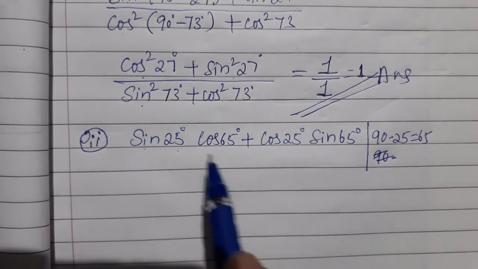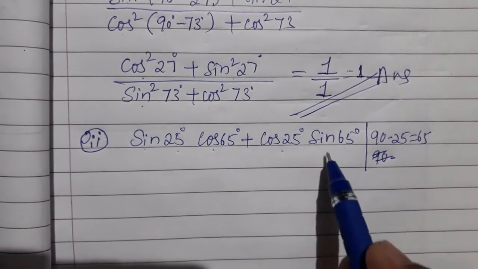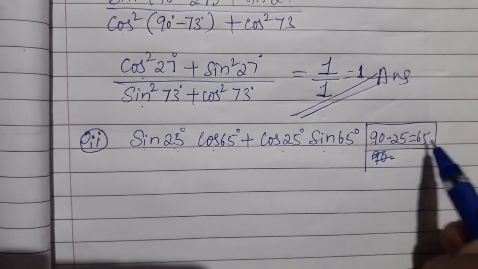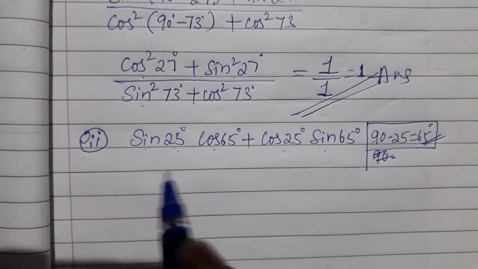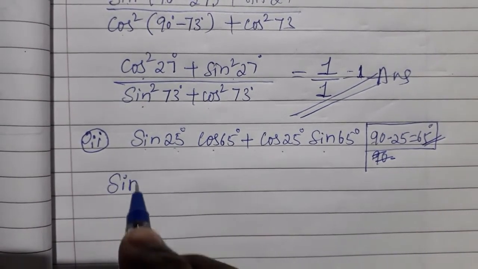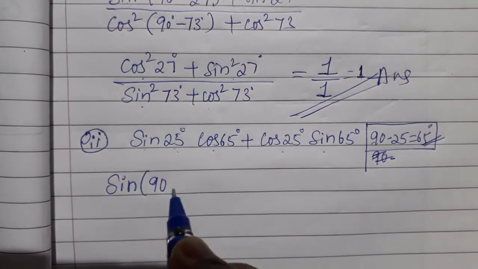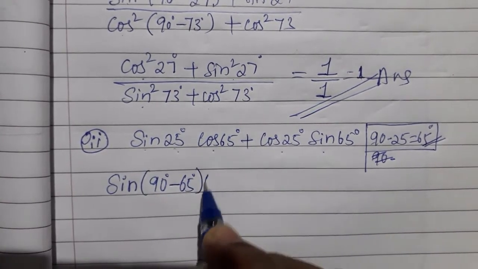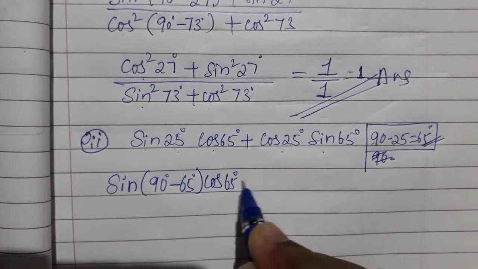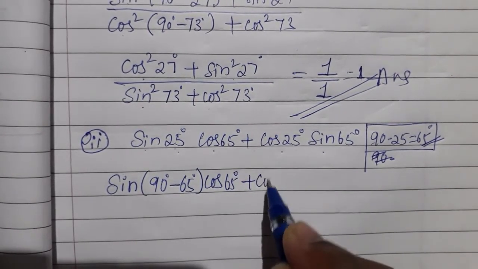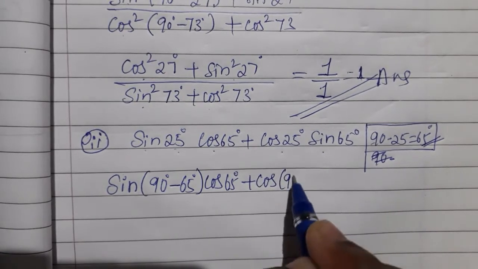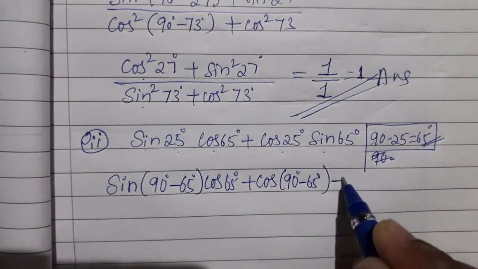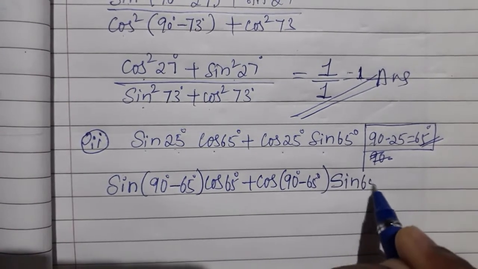Evaluate sin 25 degree cos 65 degree plus cos 25 degree sin 65 degree. I am using complementary angles. 90 minus 25 is nothing but 65 degree. So sin 25 can be written as sin (90 minus 65) degree, so this will become cos 65 degree. Plus cos 25 degree can be written as cos (90 minus 65) degree, and sin 65 degree you write as it is.